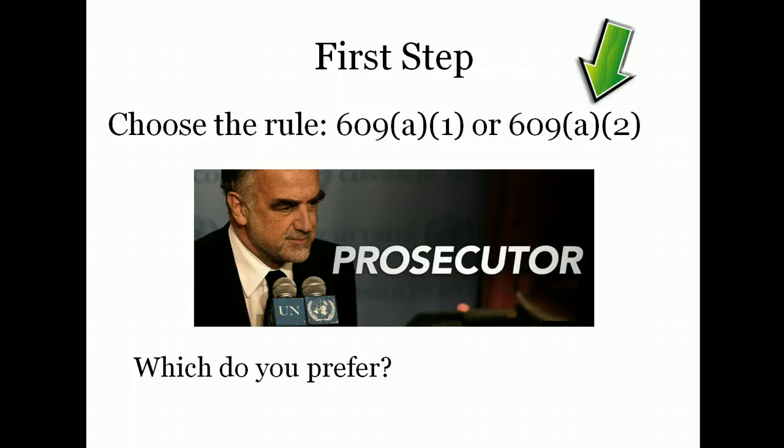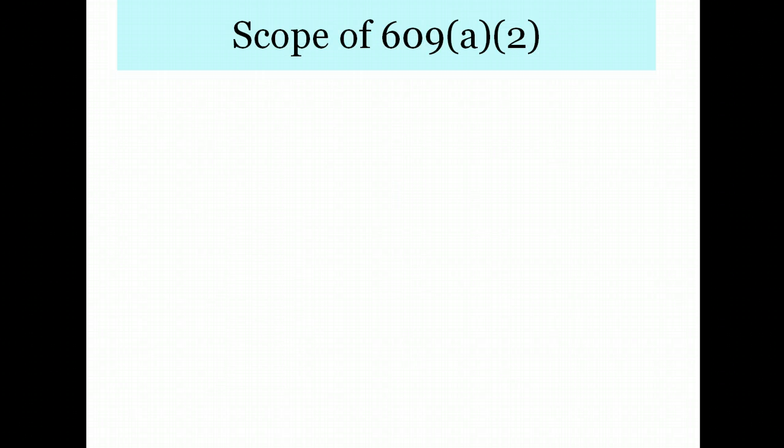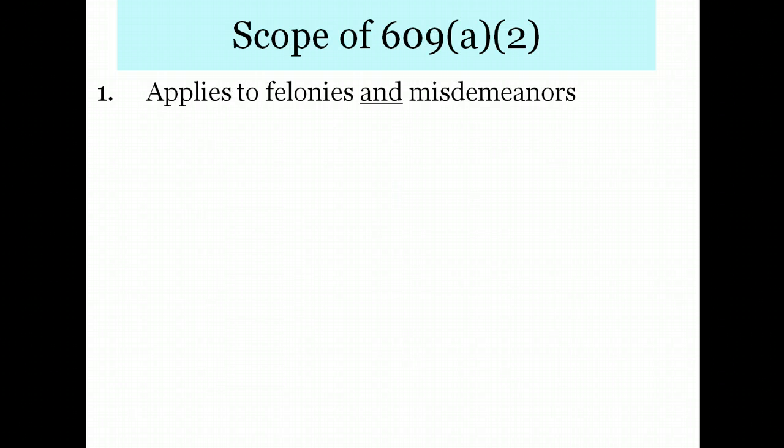Typically, I think it's helpful to start with 609A2. It's a simple rule. If you meet the requirements, the prior conviction is automatically admissible. So start with 609A2. If your conviction does not fall within 609A2, then move to 609A1, which is a much more complicated analysis. Okay, so looking at 609A2, a couple things to note.